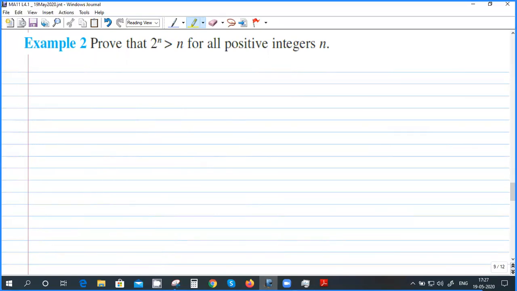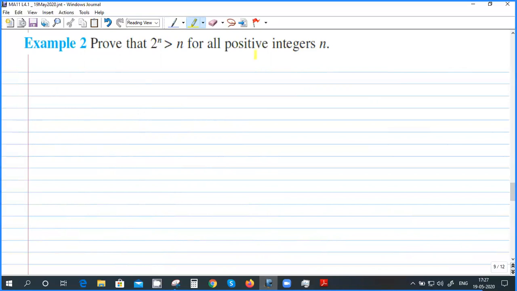2 is greater than 1, right? For n equal to 2, it is 4, which is greater than 2. It is true for all values, for values 1, 2, like that, right? So now we assume it's true for P of k.